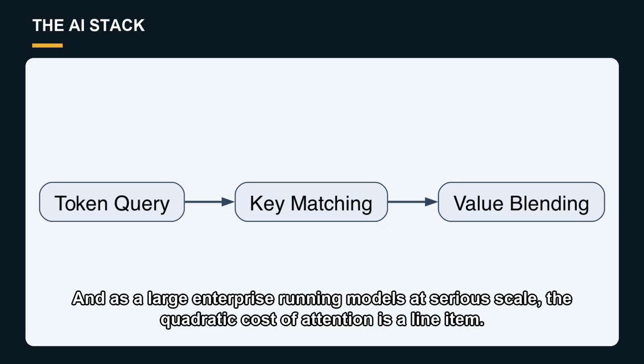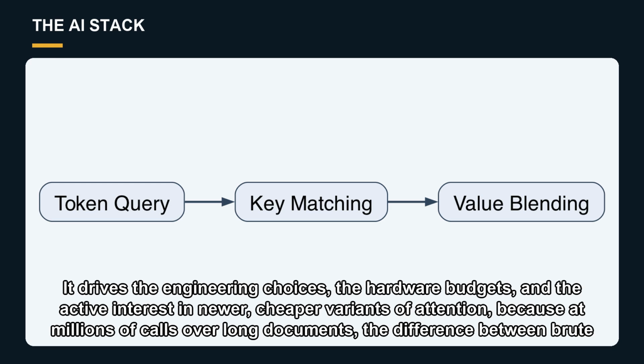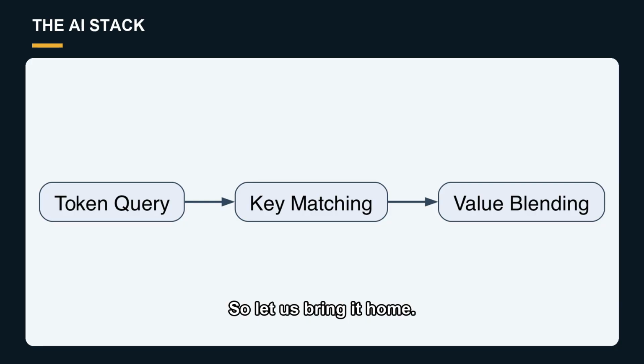And as a large enterprise running models at serious scale, the quadratic cost of attention is a line item. It drives the engineering choices, the hardware budgets, and the active interest in newer, cheaper variants of attention, because at millions of calls over long documents, the difference between brute force attention and an efficient version is real money and real latency. So let us bring it home.